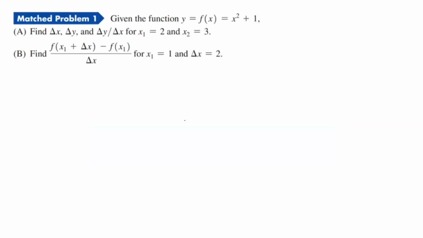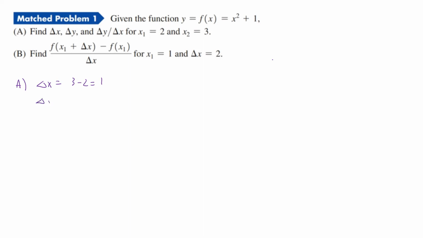All right, so let's look at this. Given the function y equals f of x equals x squared plus 1, we need to find delta x, delta y, and delta y divided by delta x, for x1 is 2 and x2 is 3. First, let's do A. Delta x is going to be x2 minus x1, so 3 minus 2, which is 1.